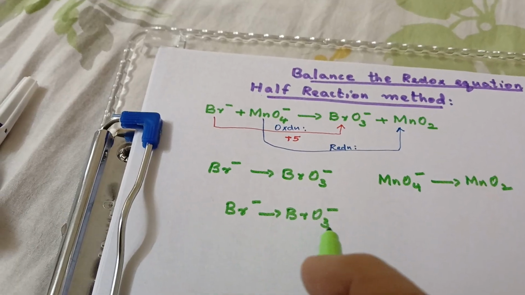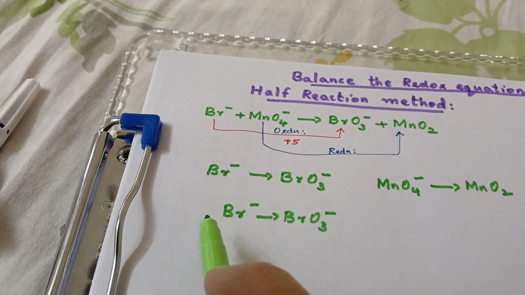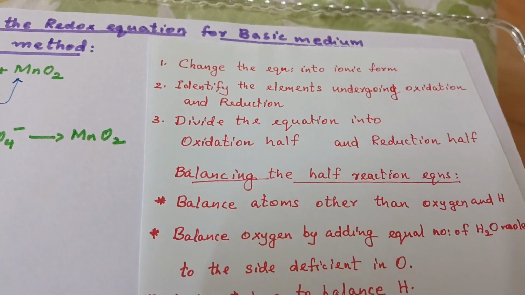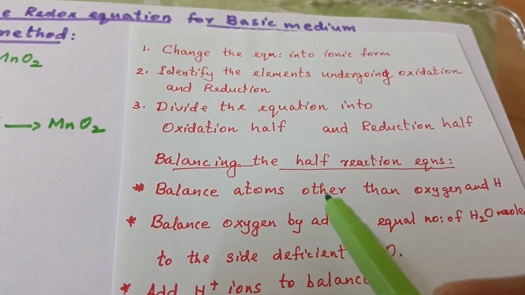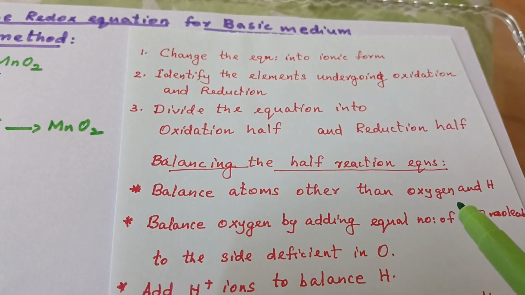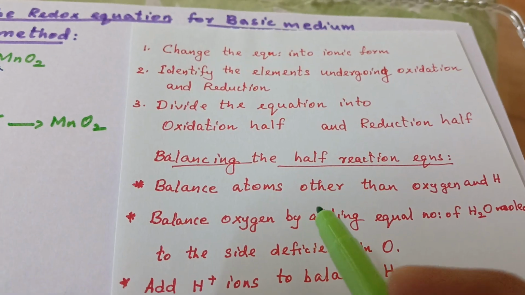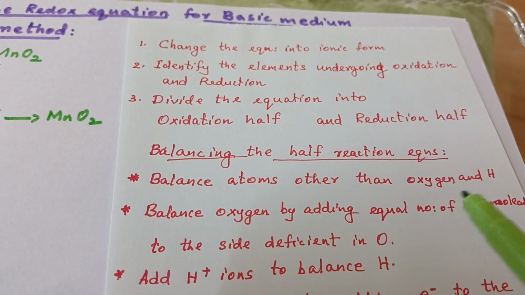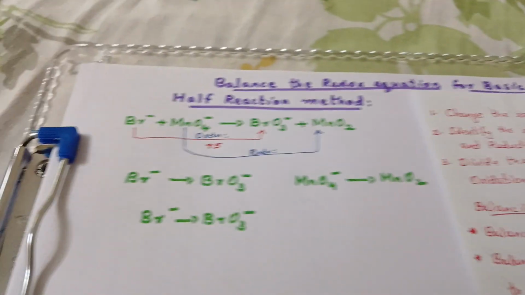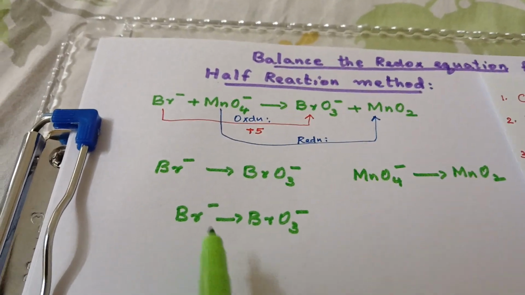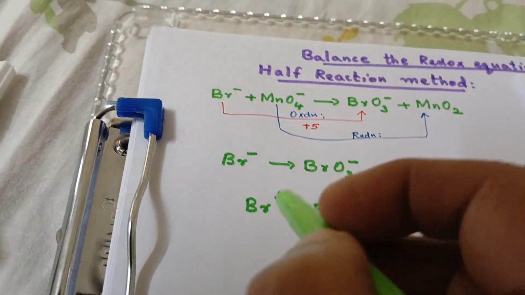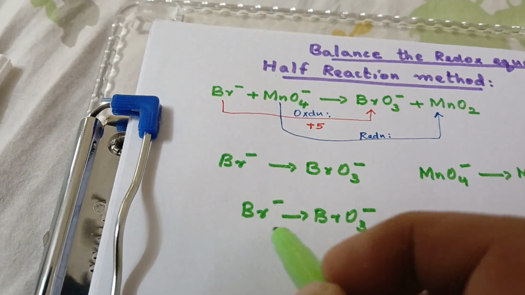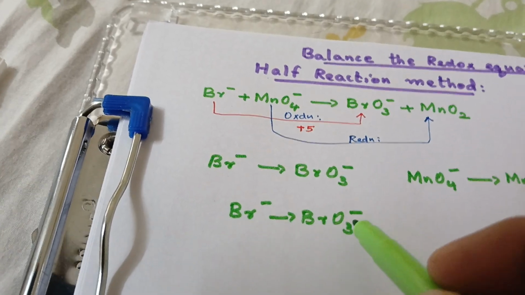Atoms other than oxygen or hydrogen, we have bromine. That is the first step. We have divided the equation into oxidation and reduction half reactions. Now we have to balance the half reaction equations. So balance atoms other than oxygen and hydrogen. We have bromine as the atom other than oxygen or hydrogen. So that is balanced, one bromine atom on either side.